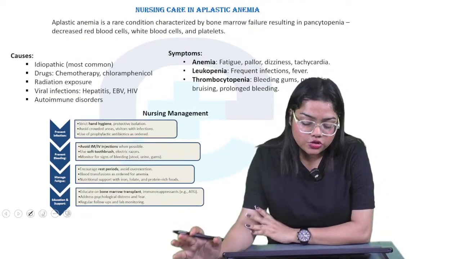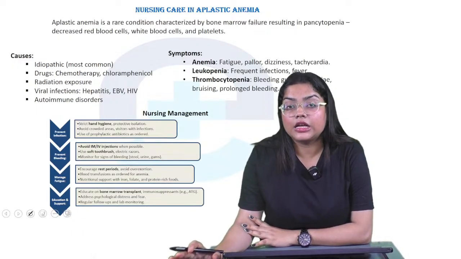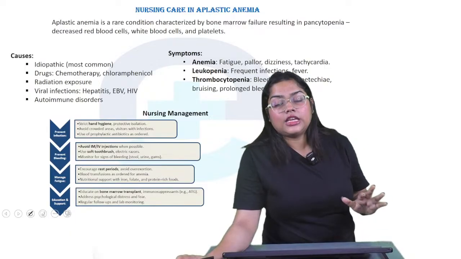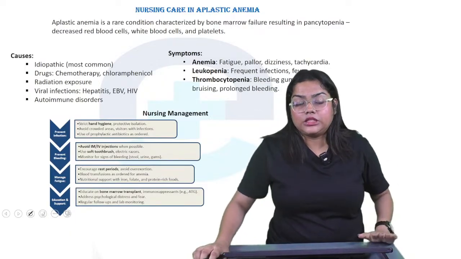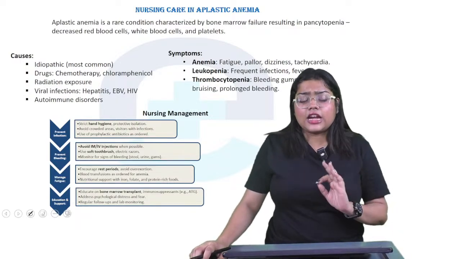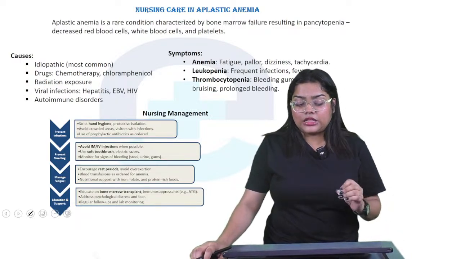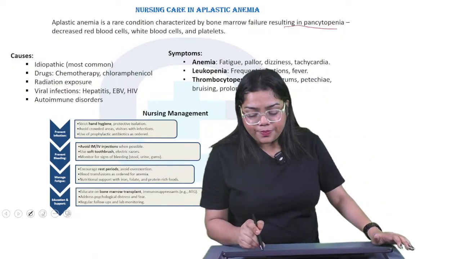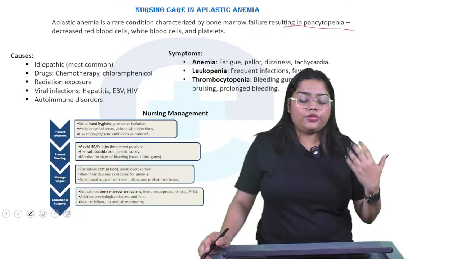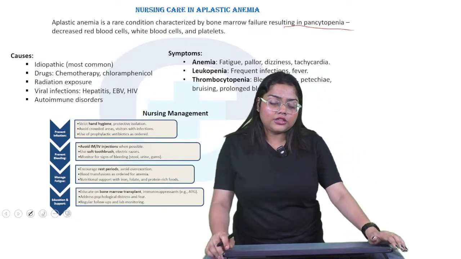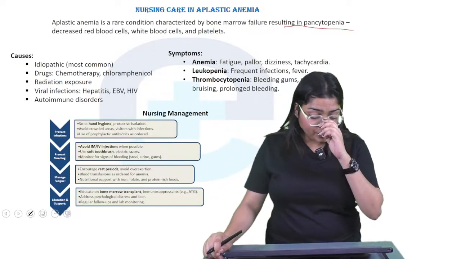Okay, so our congestive cardiac failure is finished. Next we will move on to the aplastic anemia. So you know what anemia means, but what is meant by aplastic anemia? It is actually a rare condition characterized by bone marrow failure resulting in pancytopenia, where there will be a decreased amount of blood cells, white blood cells, red blood cells, and platelets.